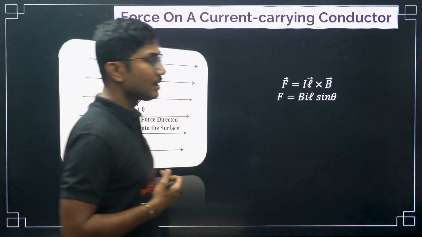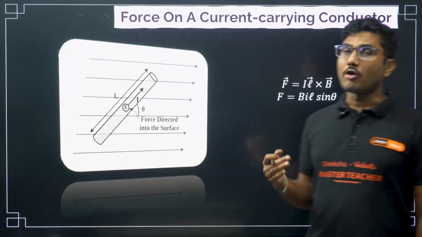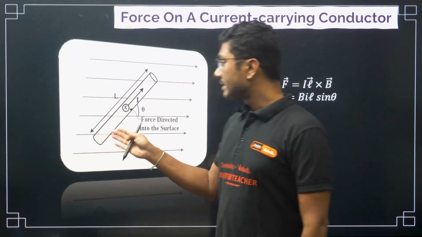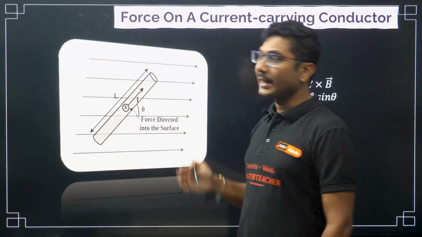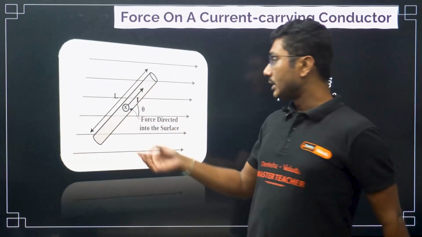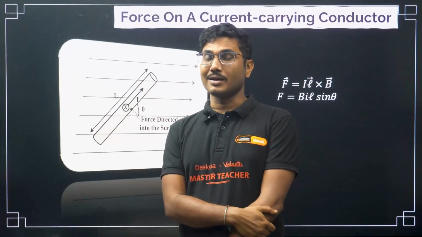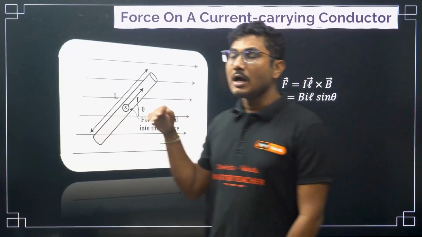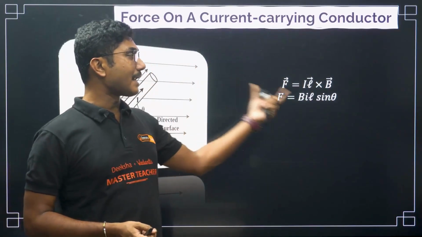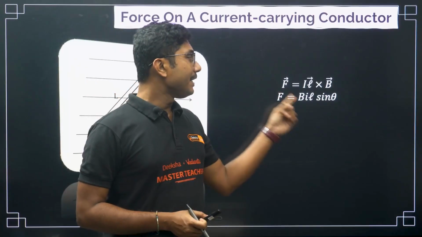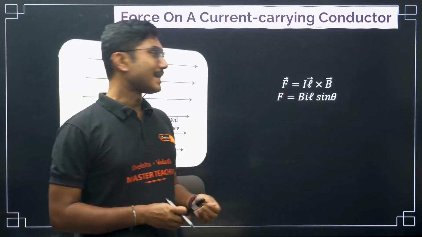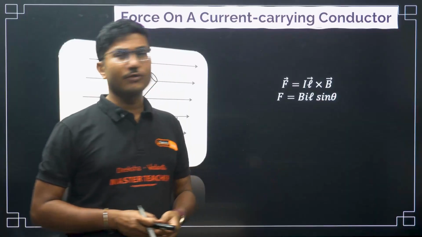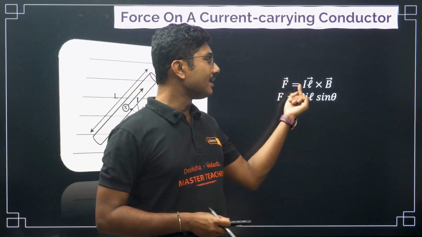Now let's move on to the next part. Force on a current carrying conductor. We were talking about individual charges, right? Now if you consider a simple conductor carrying current kept in a magnetic field, then what will happen? The charge present inside the conductor will also experience a force, obviously the Lorentz force, and the total force that can be calculated will be given by B I L sin theta. So this is the expression for force. In vector form it is given by I into L cross B.